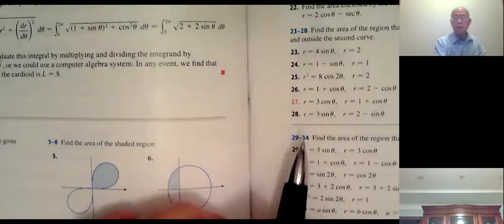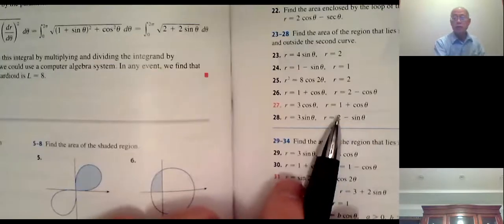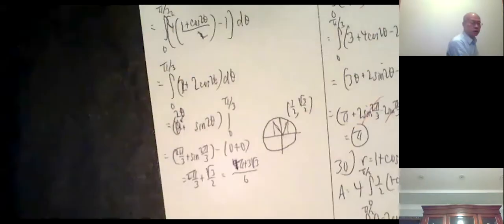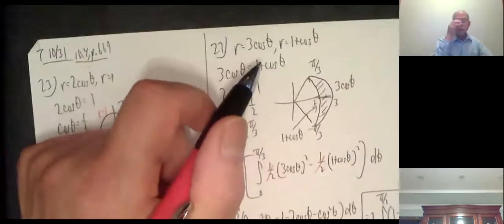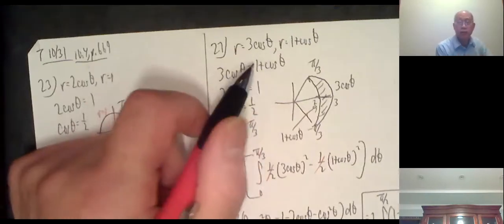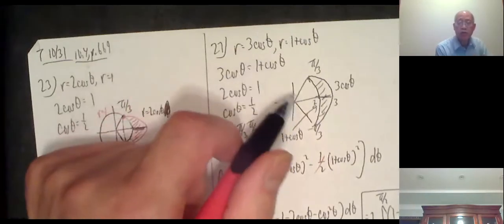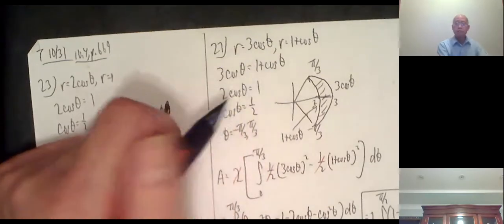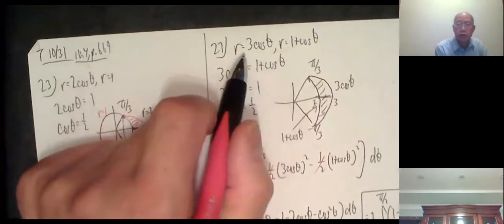Okay, then 27, I believe 27 matches. 3 cosine theta, 1 plus cosine theta. Yeah, that's what I got also. Okay, so again, for this one, I'm not going to waste a polar graphic on that. I just need to find out where they touch and then figure out which is the upper and which is the lower, so-called. Okay, so set them equal.